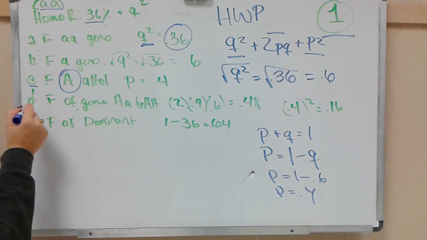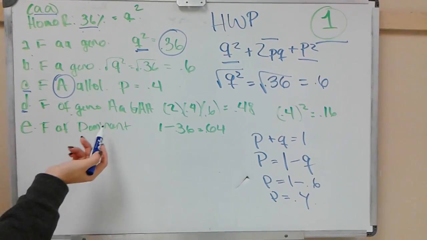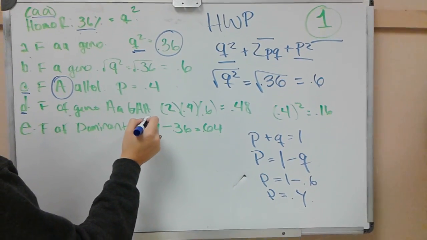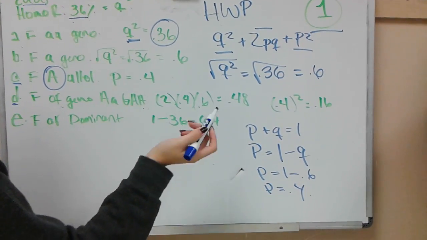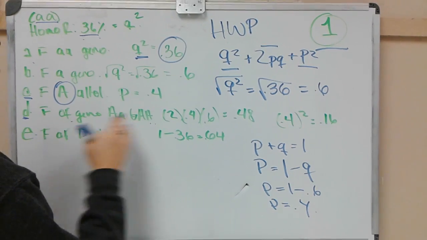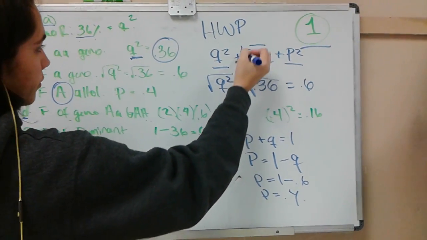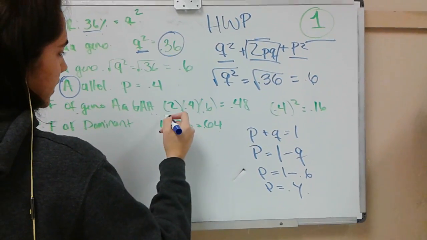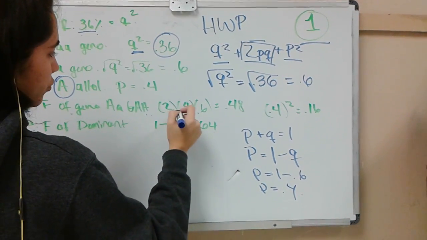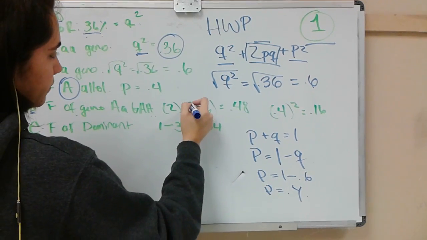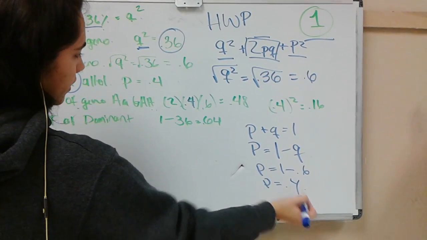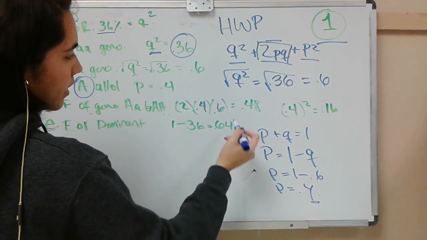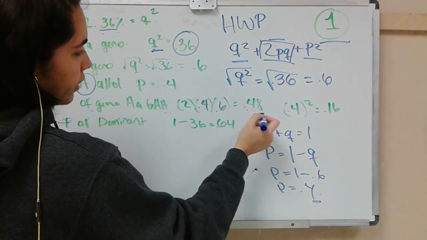Now we're going to do D, which is asking for the frequency of genes Aa, which is heterozygous, and AA, which is homozygous dominant. So what we're going to do here is, here we have our heterozygous, and we're going to plug that in, and it's basically going to be 2 times 0.4, because that's what we got for our p, and 0.6, because that's what we got for our q, and that's basically going to equal 0.48.